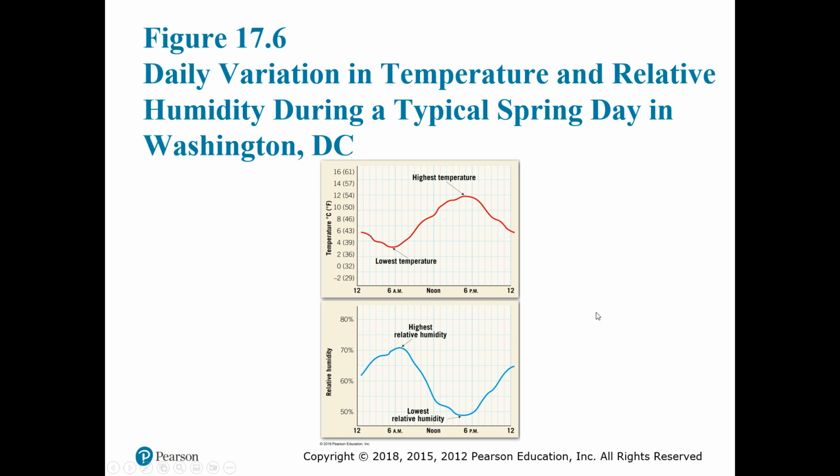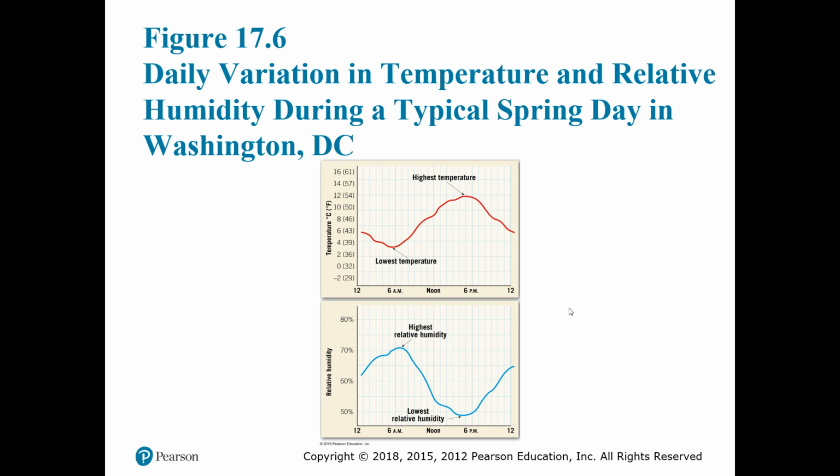This image here gives us our idea of how temperature and relative humidity are related. So this says on a typical spring day in Washington, D.C., what you're seeing here is this inverse relationship that I was talking about before. What you have to think about, even though this is over the course of one day, think about the fact that the air, unless there's like a big storm coming in or something like that, doesn't really change very much over the course of the day.